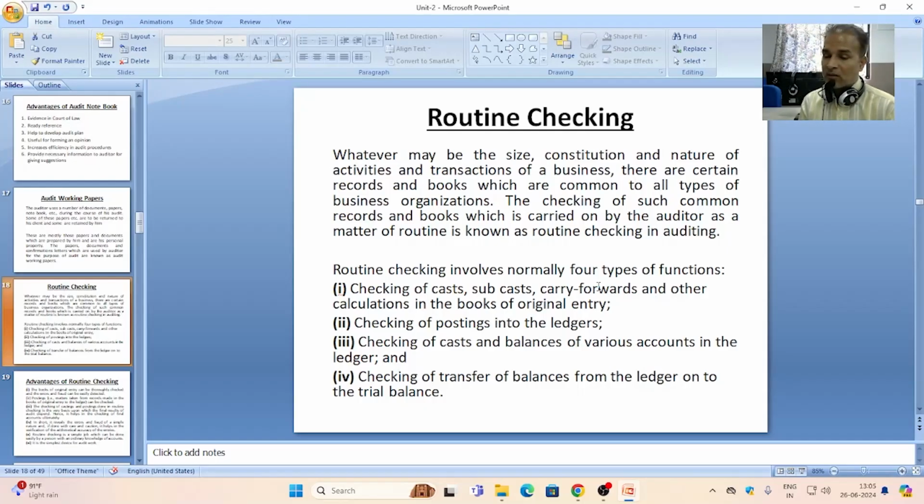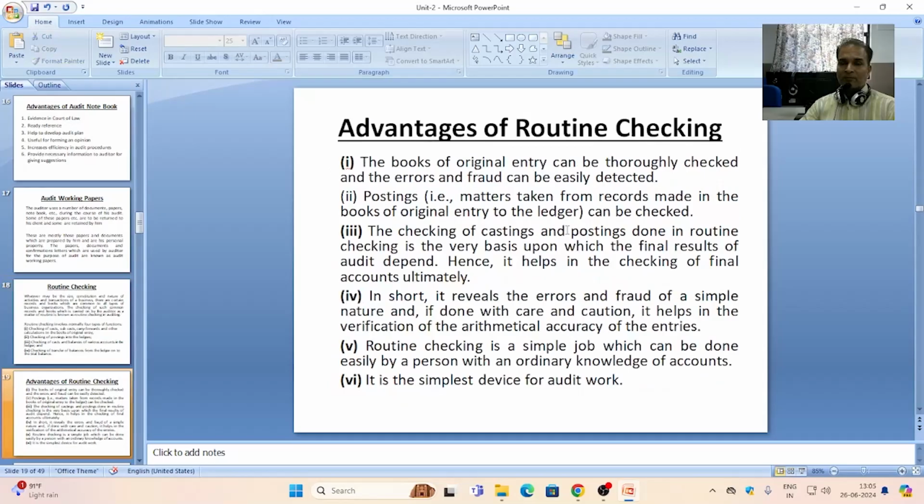Journal, ledger, trial balance, their casting, their totaling, and balancing are the common accounting activities, common accounting functions done by each and every type of business organization. And for checking of this particular area by the auditor is called routine checking.